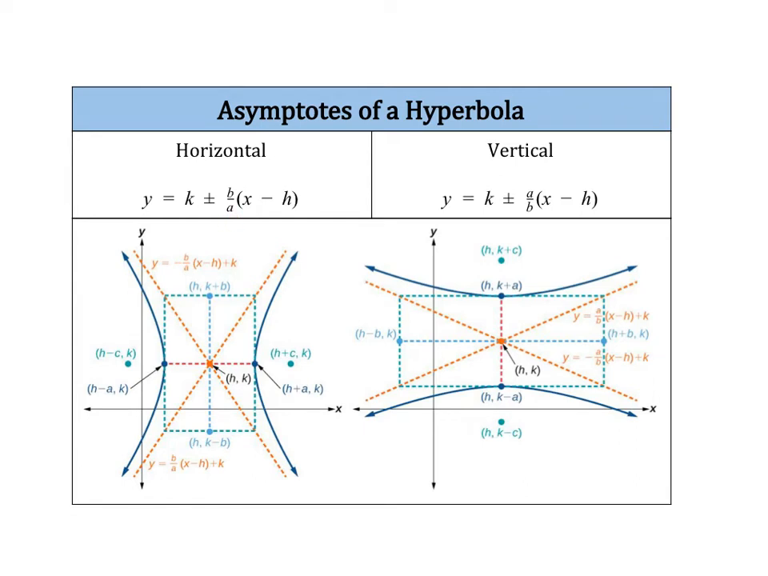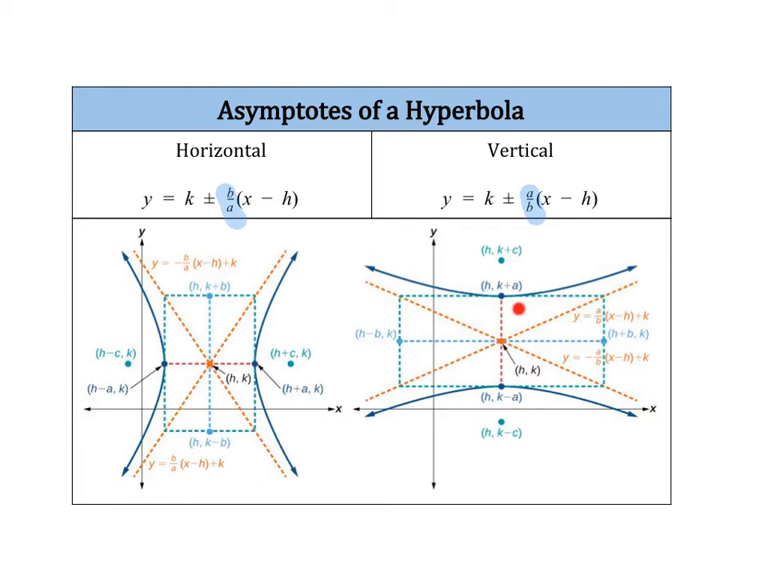Now, you might notice that there's also these formulas for the asymptotes, but I'd rather you understand where they come from. So let's start by talking about this slope part. This slope simply comes from the rise over run. So for a horizontal equation, the rise of our slope is going to be b, the run is a, because this distance is a. So the slope is plus or minus b over a.